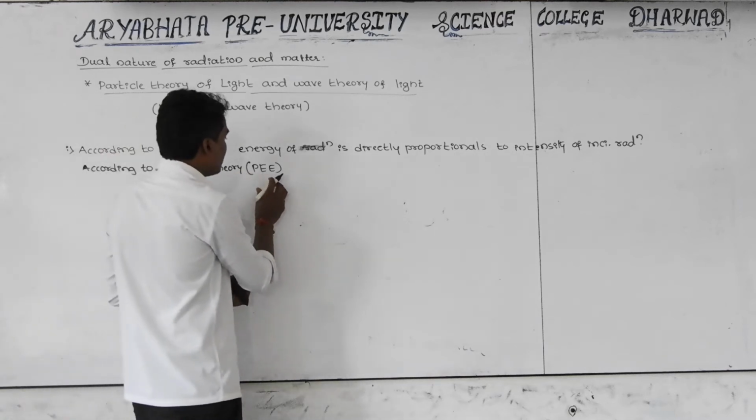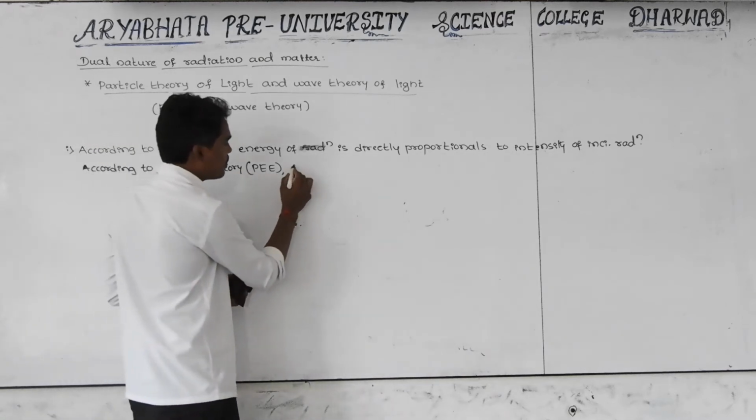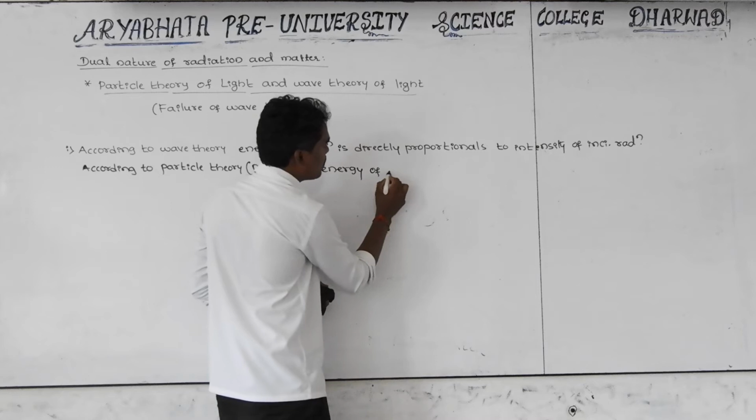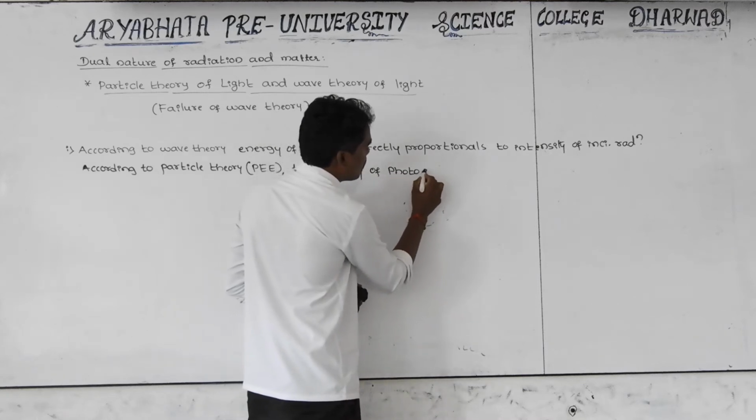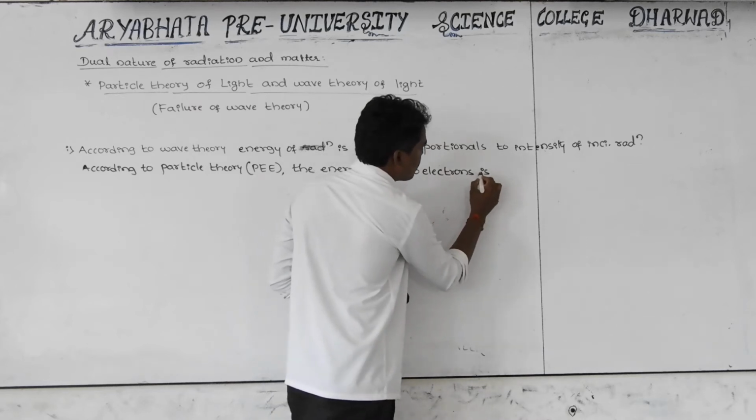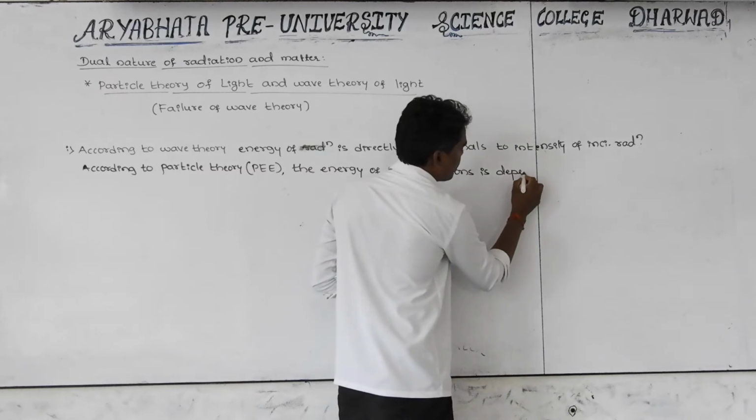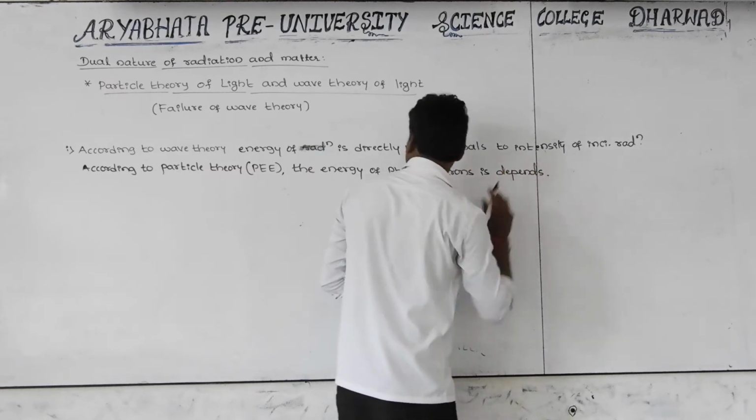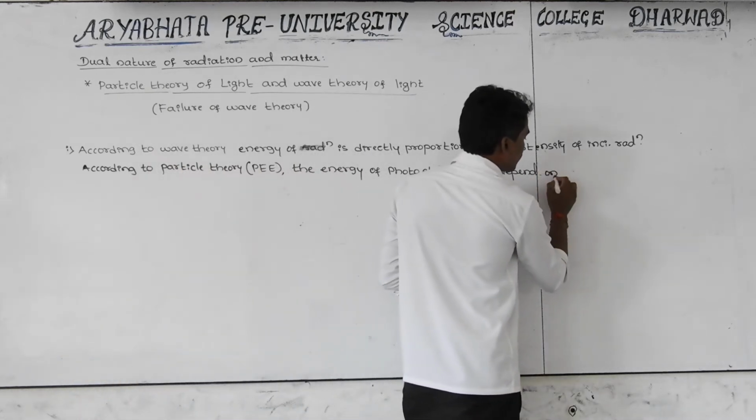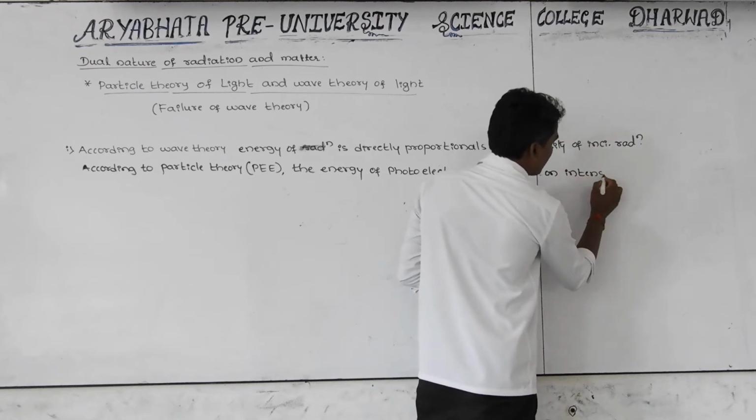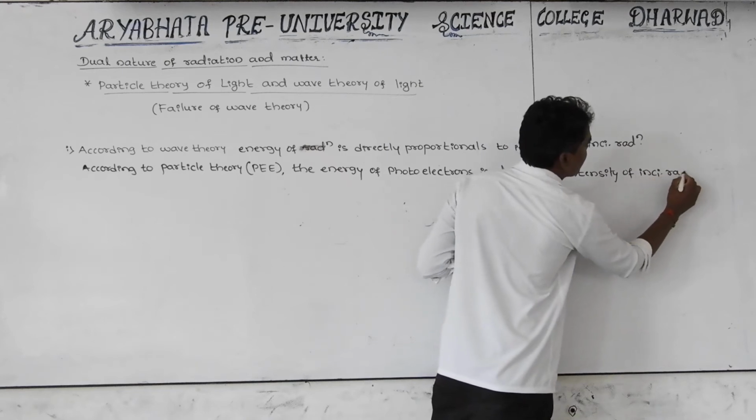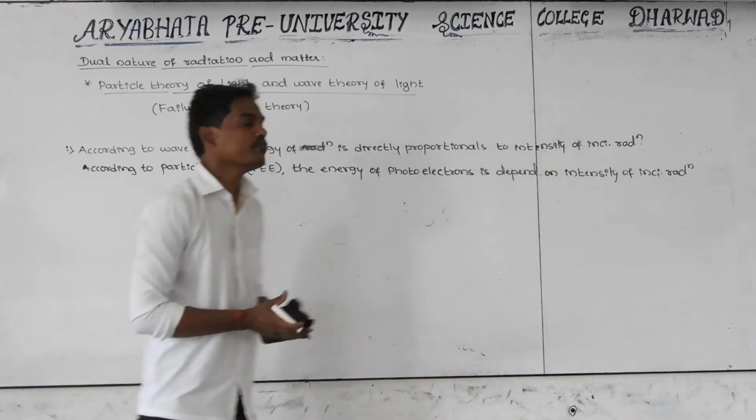According to particle theory of light, in the photoelectric experiment, the energy of the photoelectrons does not depend on the intensity of the incident radiation. This is the first failure of wave theory.